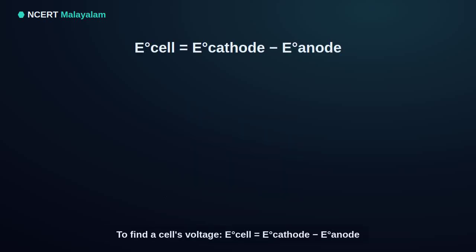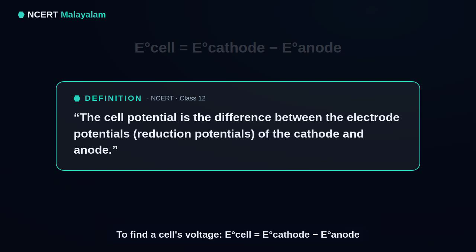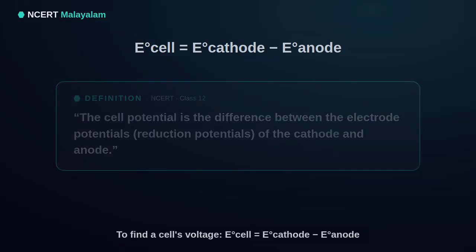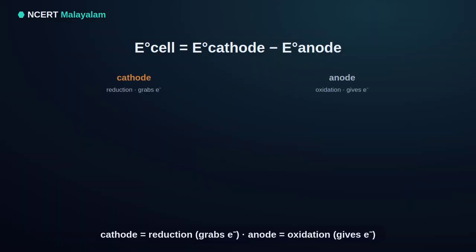To find a cell's voltage, we use one formula. The standard cell potential equals the cathode potential minus the anode potential. At the cathode, reduction happens and it grabs electrons. At the anode, oxidation happens and it gives electrons.